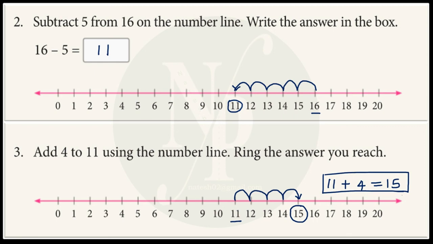Still we have some more problems in this exercise. Let us solve those in the next video session.